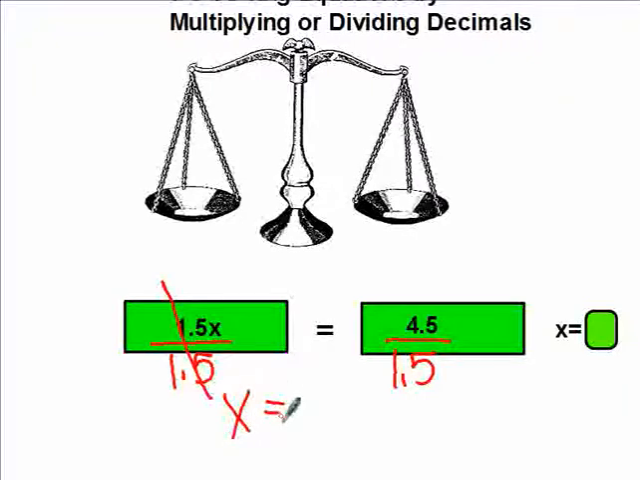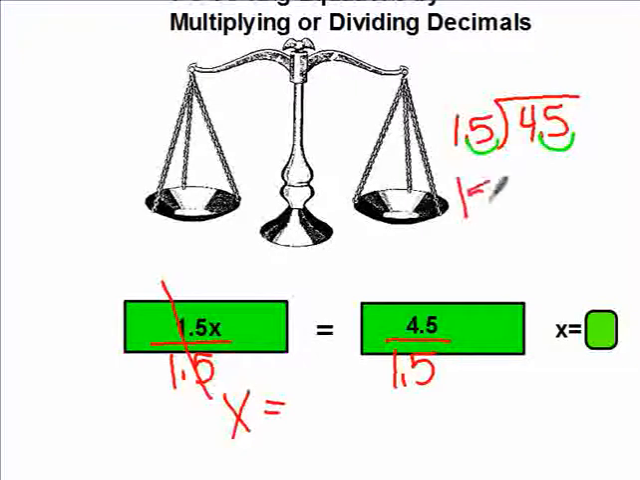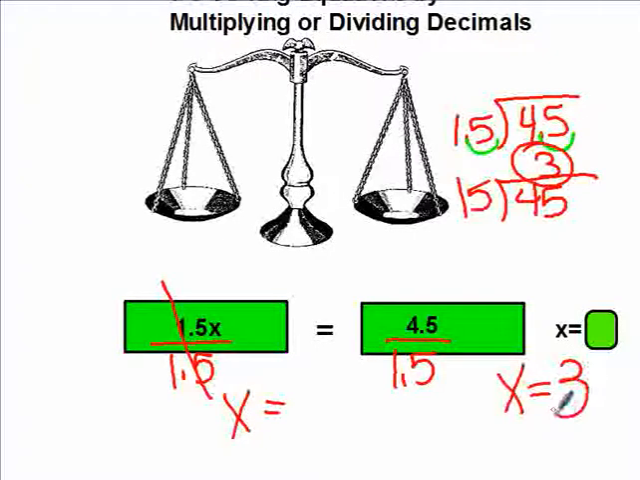And now I need to take 4.5 divided by 1.5. I know that my divisor cannot have a decimal, so I multiply both the divisor and the dividend by 10. So now the problem becomes 15 divided into 45, which would be 3. So I know that x equals 3. Please pause the movie and copy this example into your notes.